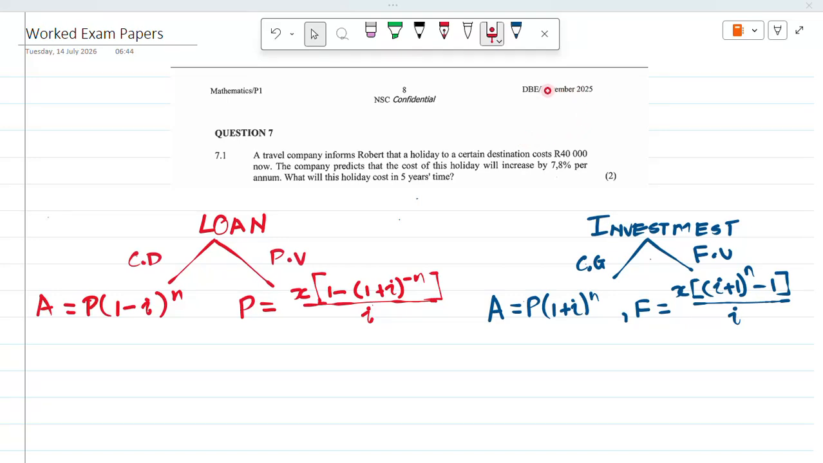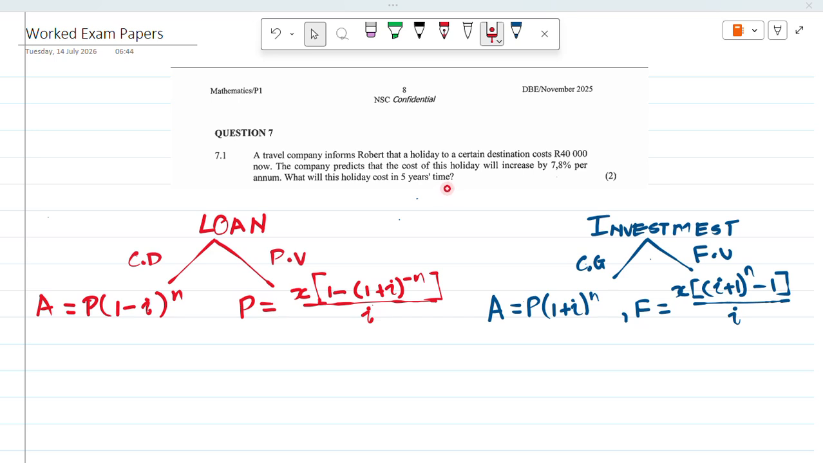Okay, let's solve a November 2025 financial mathematics. Okay, so question 7 says a travel company informs Robert that a holiday to a certain destination costs 40,000 Rand. Now, the company predicts that the cost of this holiday will increase by 7.8% per annum. What will this holiday cost in 5 years' time?